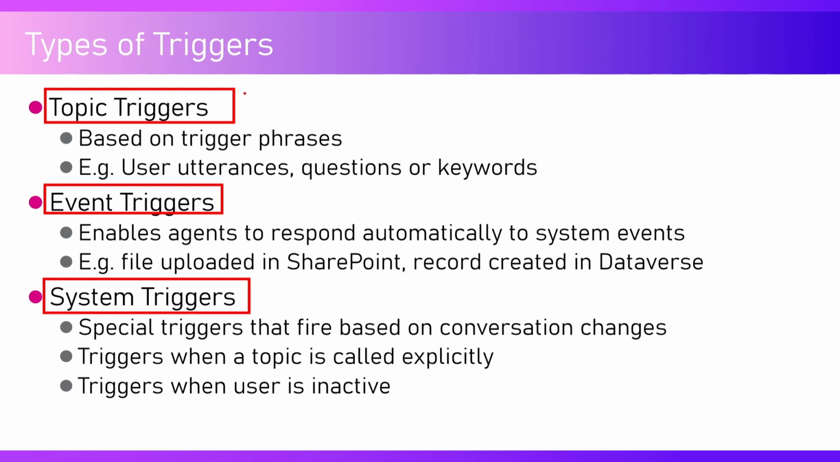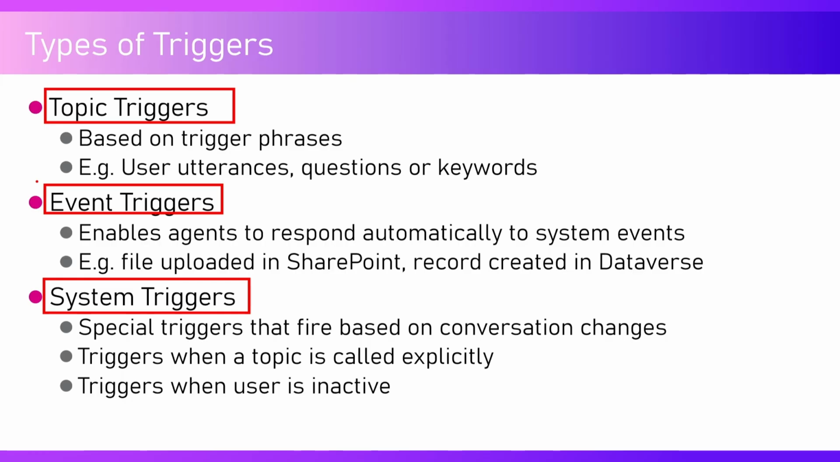Now, at high level, you have these two classifications, topic and event triggers. Now, event triggers is when you make your agent autonomous. Now, when we all think about agent or bot, we think about a conversational bot, right? Like say user types in something, you get the response back from the AI.